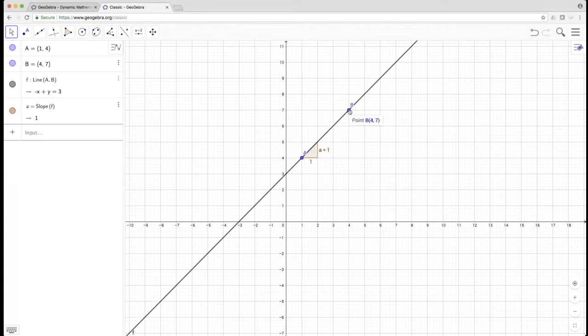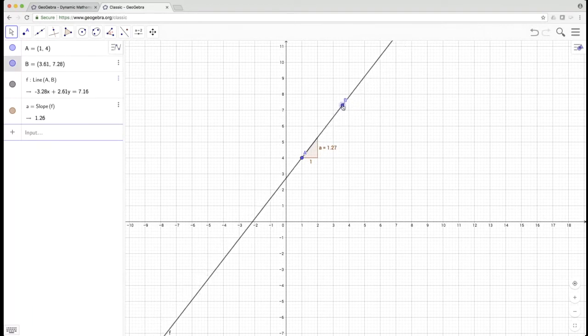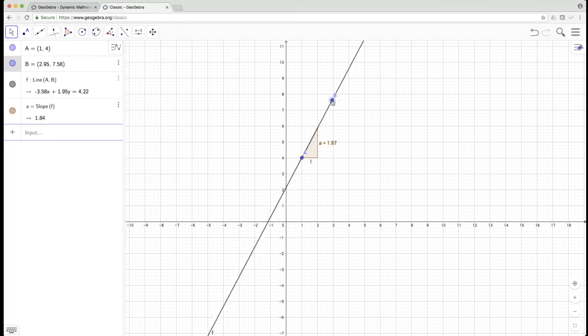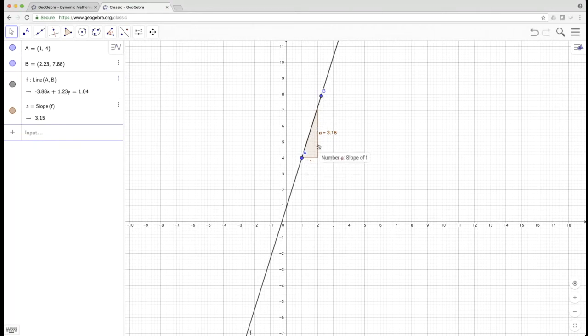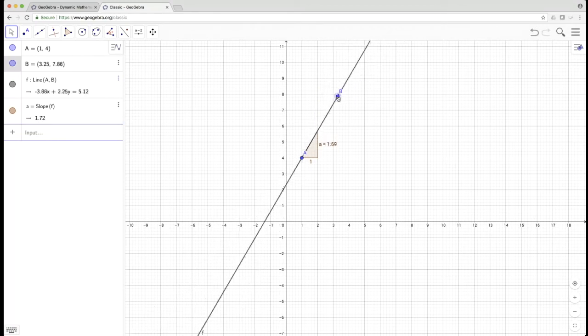And now what I can do is click and hold, and click and drag on this point B. And what I want you to do is watch over here and see what happens to the slope. So I'm going to make this steeper. And you can see that the slope gets bigger and bigger as this stays a positive sloping line. So you can tell that the vertical changes 3.15, the horizontal changes 1. That's why the slope is 3.15 over 1.